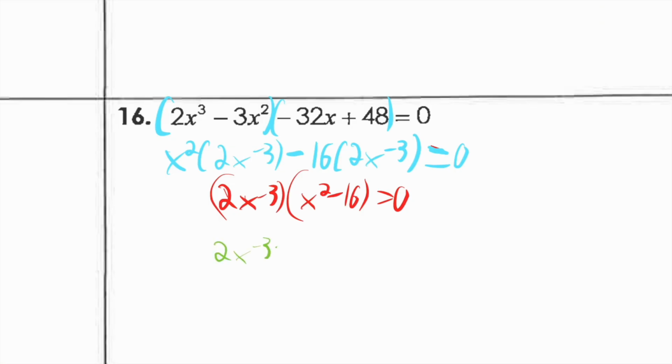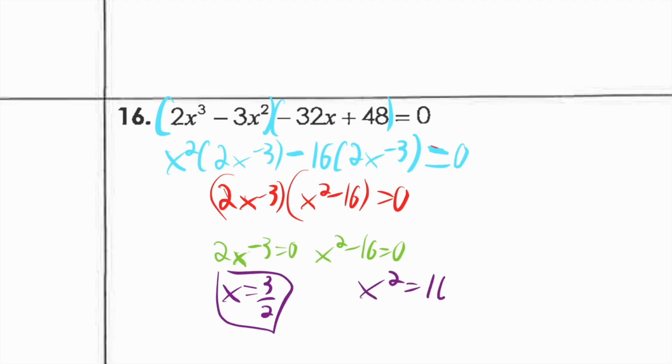So I have 2x minus 3 equals 0, x squared minus 16 equals 0, and the first one I add 3 and divide by 2 and get x equals 3 over 2. The second one I add 16 on both sides and get x squared equals 16. I will then square root it on both sides to undo the square, giving me x equals plus or minus 4.